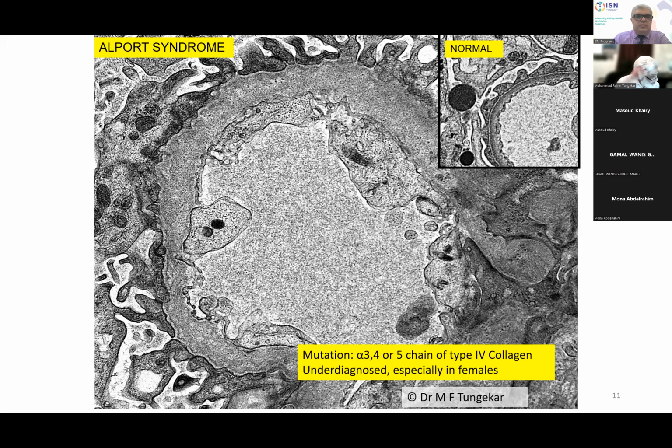But it is not really within the diagnostic features of C4D. There is one new entity being described now by the Mayo Clinic group, Professor Sanjeev Sethi, who has described this entity of C4 glomerulopathy. Just like we have C3 glomerulopathy, they have described cases of C4 glomerulopathy.